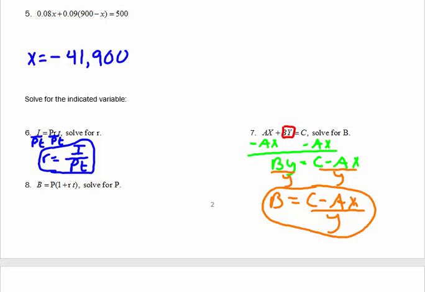Lastly, number 8. On number 8, we're trying to solve for p. So again, box in the p. When I box in the p, I see the only thing that's on the same side with it is the 1 plus rt, which is being multiplied. And the opposite of multiplication is division. So all I would need to do is divide by 1 plus rt. So p is going to equal b divided by 1 plus rt.